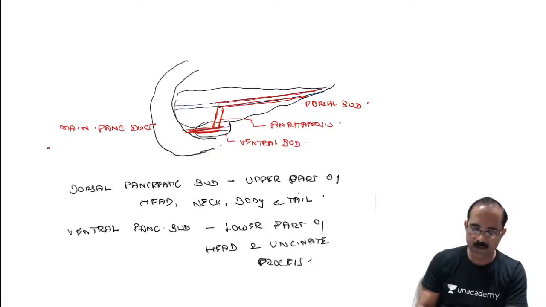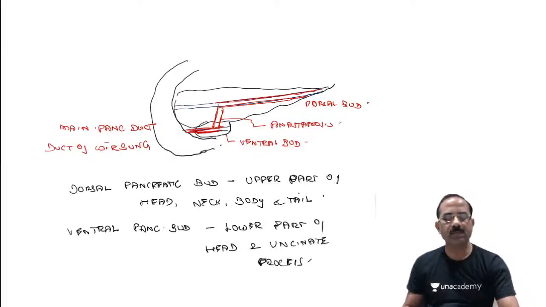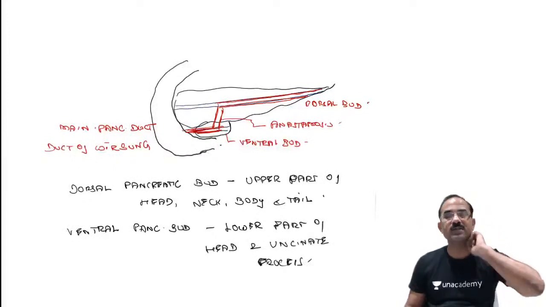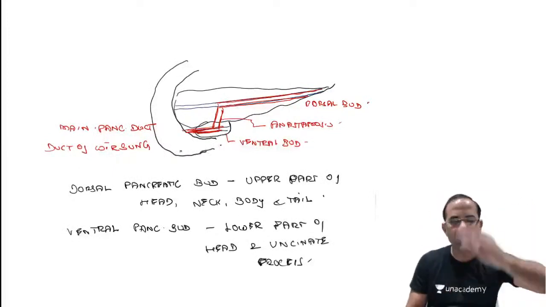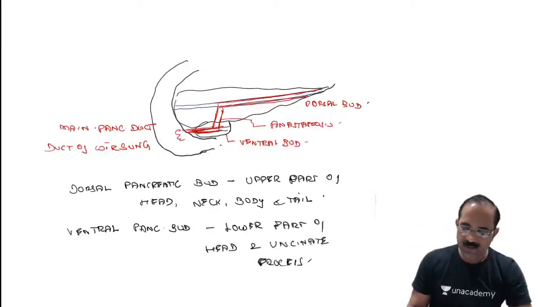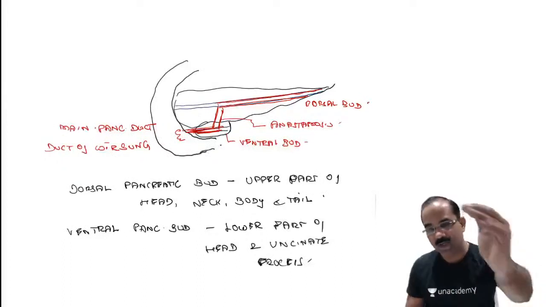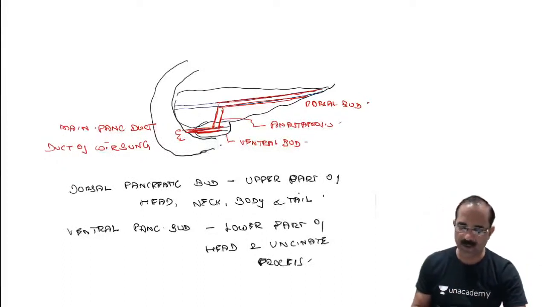The main pancreatic duct is also known as the duct of Wirsung. Okay. So the main pancreatic duct is known as the duct of Wirsung, and where does it open? It opens at the major duodenal papilla. How many centimeters is this from the pylorus? 8 to 10 centimeters from the pylorus.